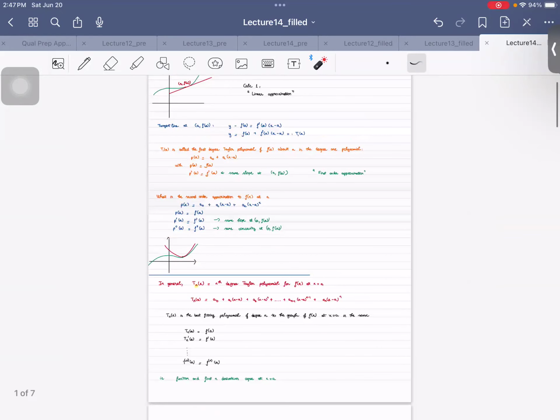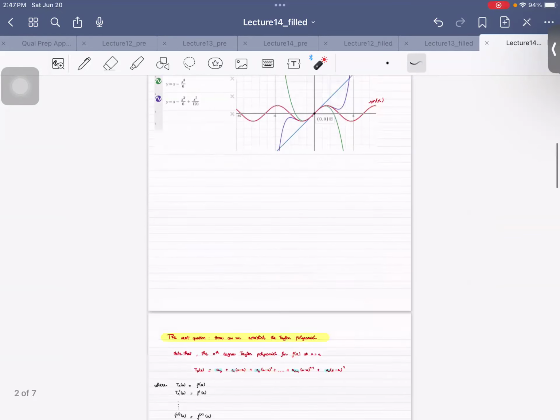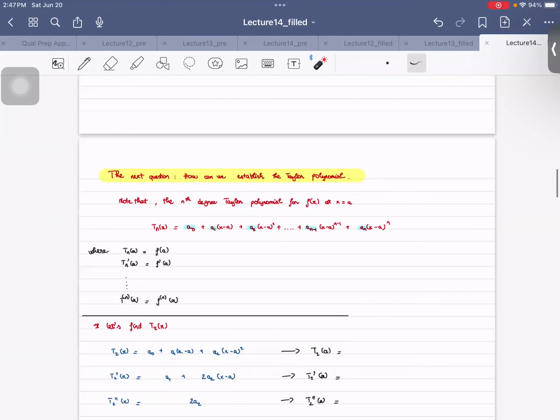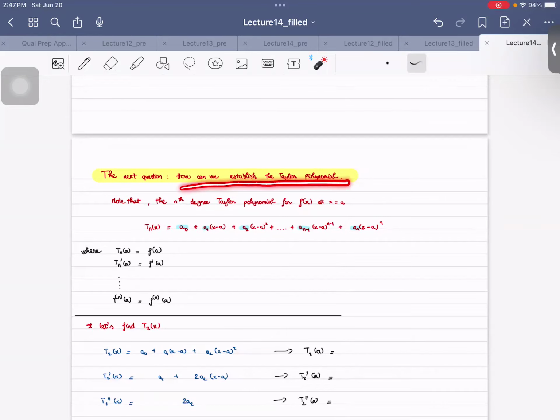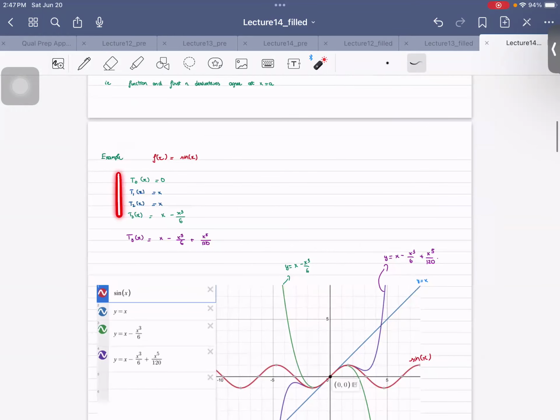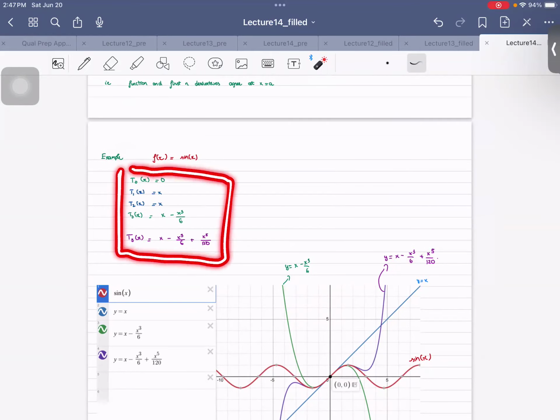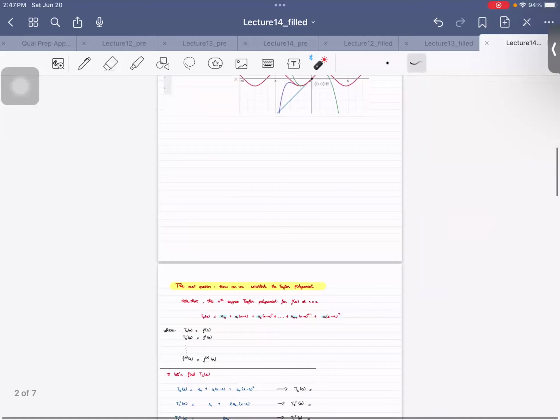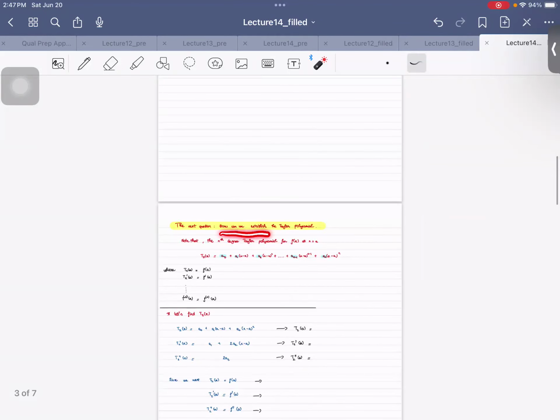So that is how the function approximation looks, and the question is how can we establish the Taylor polynomial over here? I just listed out the Taylor polynomial for the function sin of x, but I didn't tell you how we can write down x minus x cubed divided by 6 plus x to the power of 5 over 120. Where is this coming from? So this is the question: how can we establish the Taylor polynomial?